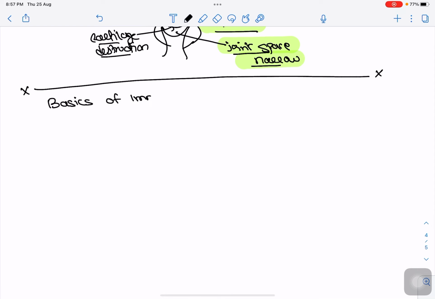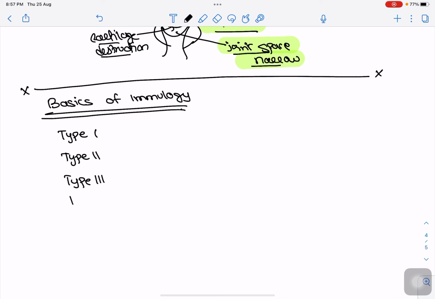So basics of immunology would cover the four types of immunological reactions that occur, and the mechanisms of immune-mediated disorders. For instance, there's type 1 reaction, type 2 reaction, type 3 reaction, and type 4 reaction. So type 1 is the immediate hypersensitivity reaction, an IgE-mediated reaction.